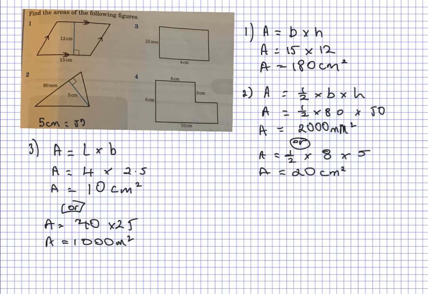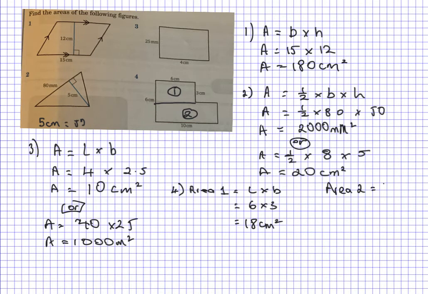The last one is question 4. You need to split question 4 into 2 shapes. You can split it that way or this way. It doesn't matter which. I'm going to split it across. So that's rectangle 1 and that'll be rectangle 2. So for question 4 then, the area of 1 is just rectangle, so length times breadth. So 6 times 3, because the length is 6 and the breadth is 3. So 6 times 3 is 18 centimetres squared.